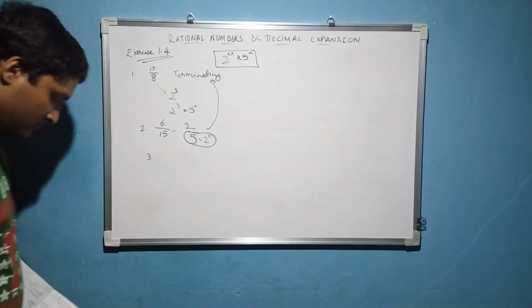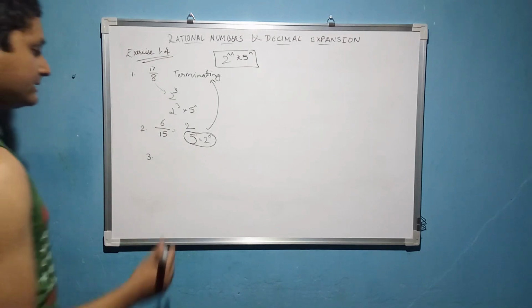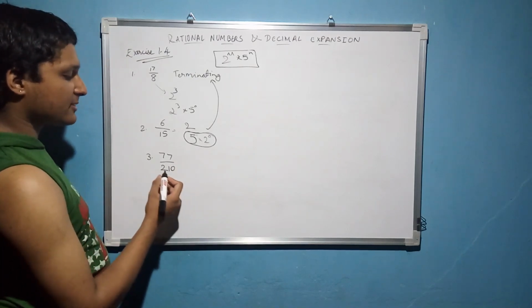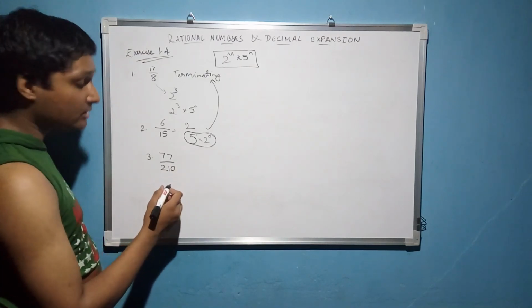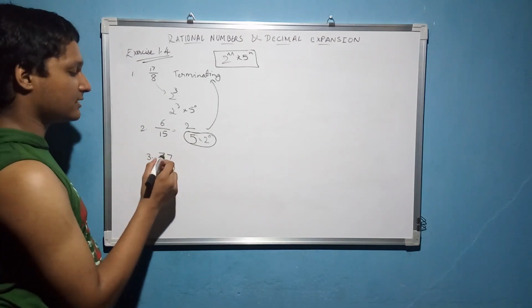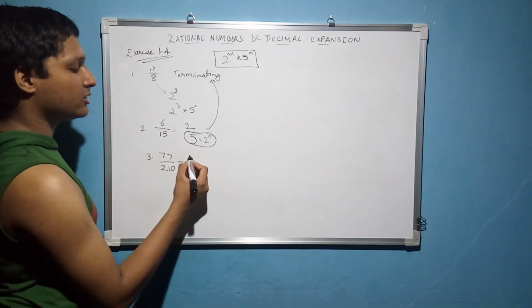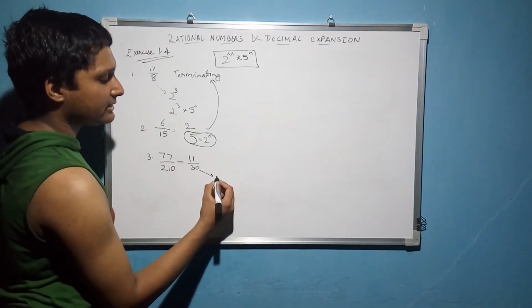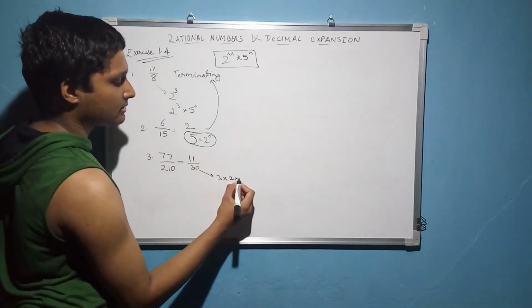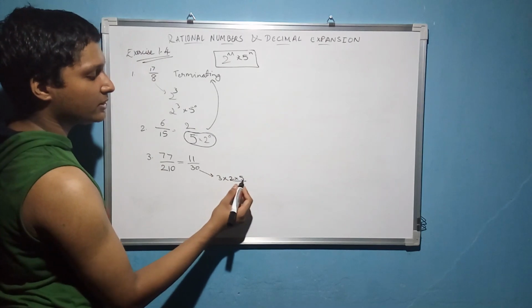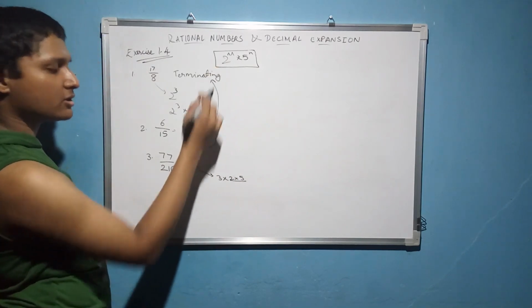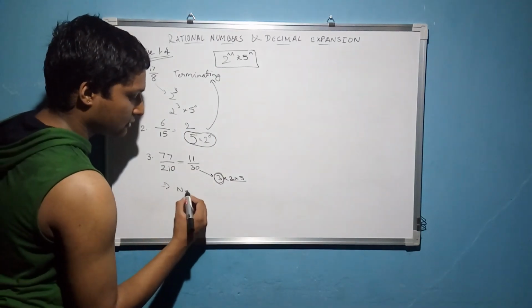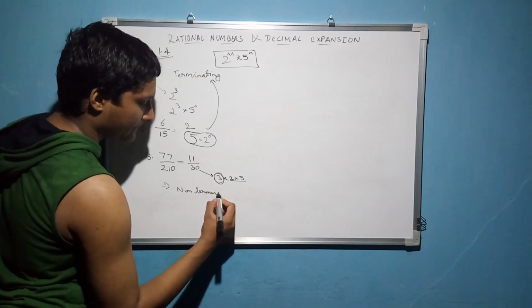The third question is 77/210. Just by seeing the denominator, I can see that it is divisible by 7, and even the numerator is also divisible by 7. So I'll remove 7 from numerator and denominator. This comes to be 11/30. Again, 30 can be written as 3 into 10, and 10 is 2 into 5, so 3 into 2 into 5. But this is not of this form because there is one more prime factor, that is 3. That shows that it is non-terminating recurring.